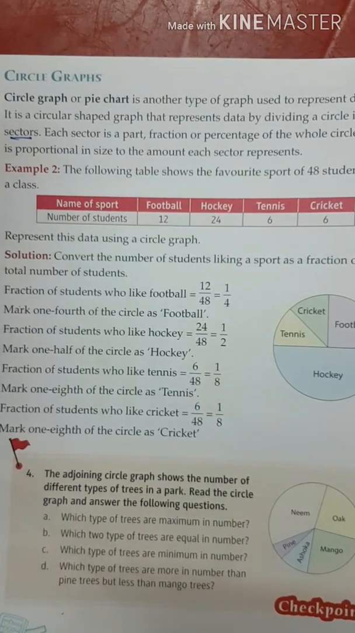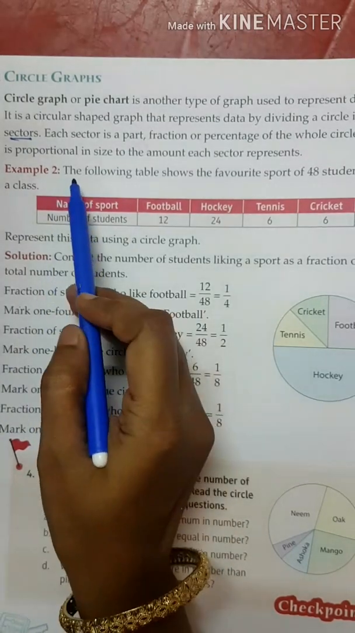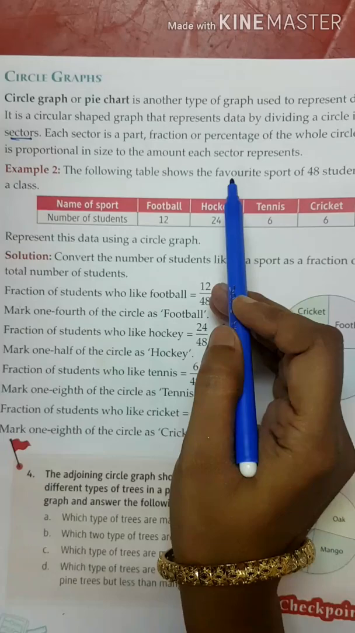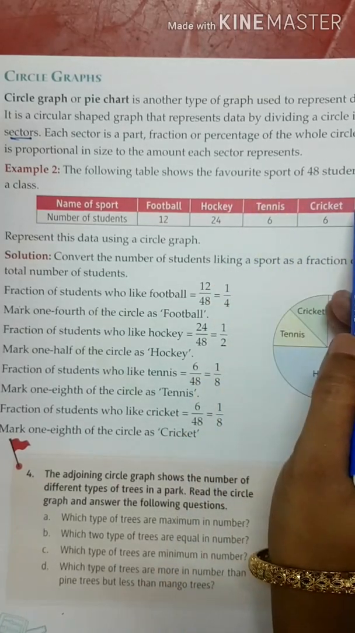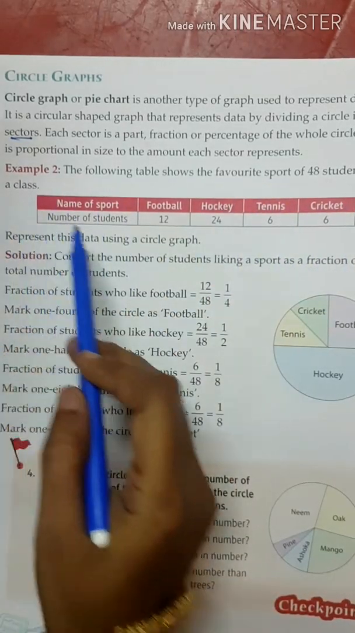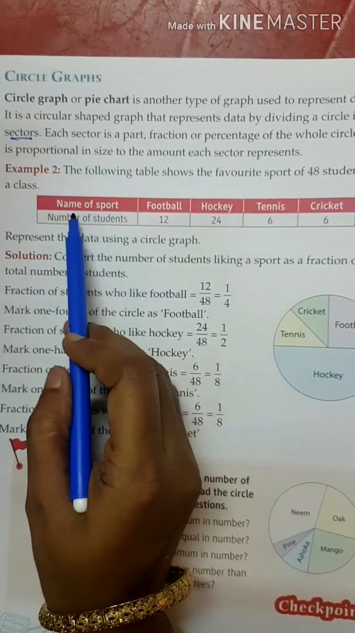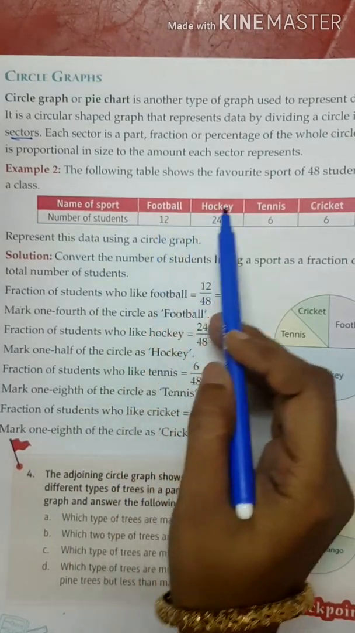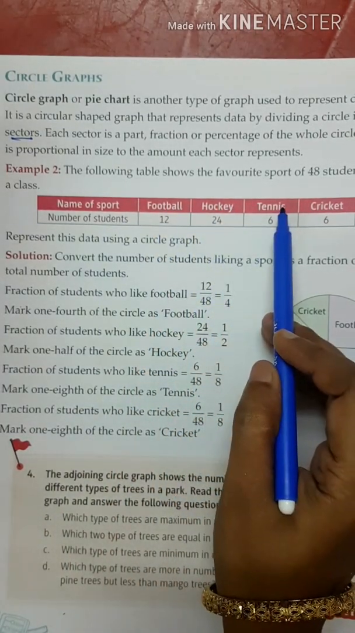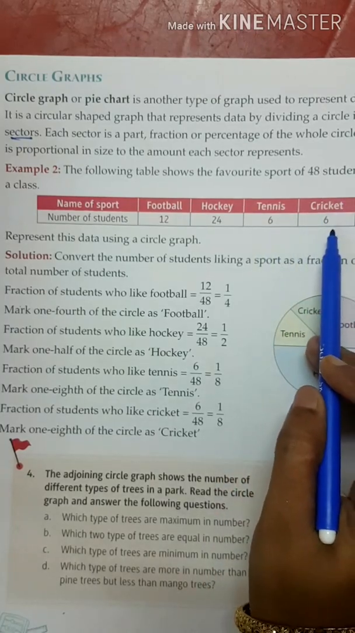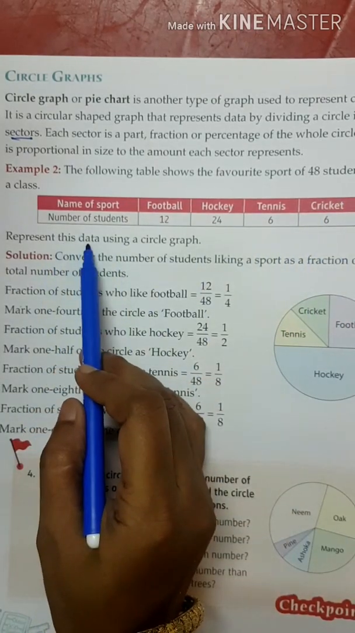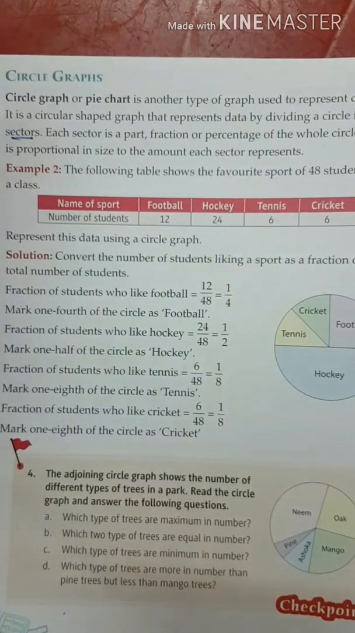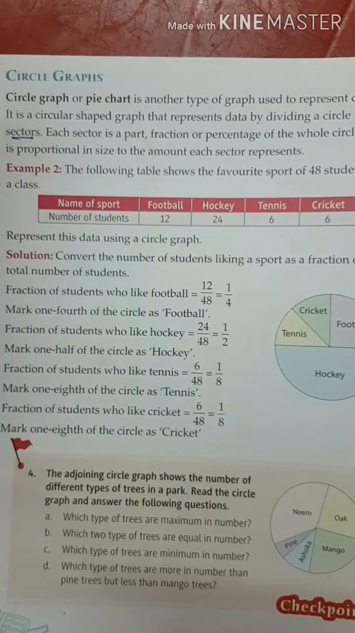Yes, look at one example. It may help you easily understand the circle graphs. The following table shows the favorite sport of 48 students of a class, and now they have given the data: name of sport, number of students: football 12, hockey 24, tennis 6, cricket 6. Represent this data using a circle graph. So they have given the data and they are asking to represent the data using the circle graph.